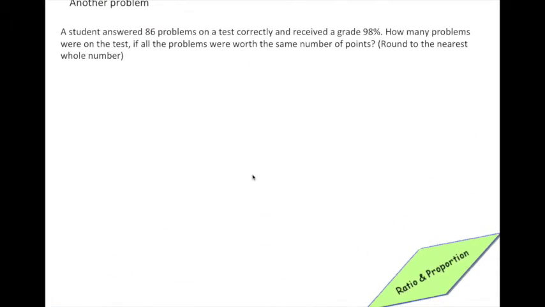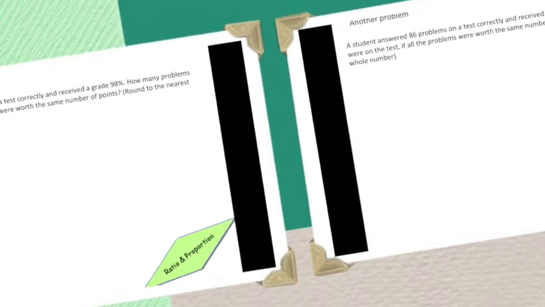A student answered 86 problems on a test correctly and received a grade of 98%. How many problems were on the test? If all the problems were worth the same number of points, round your answer to the nearest whole number. Alright, I want you to pause the video now, have a go at doing this problem on your own, and then go back and watch the rest of the video and make sure you've got it correct.